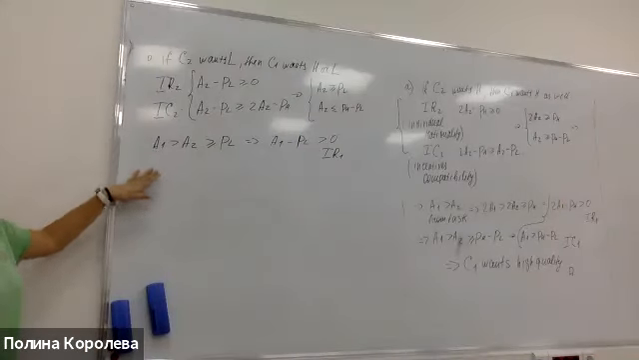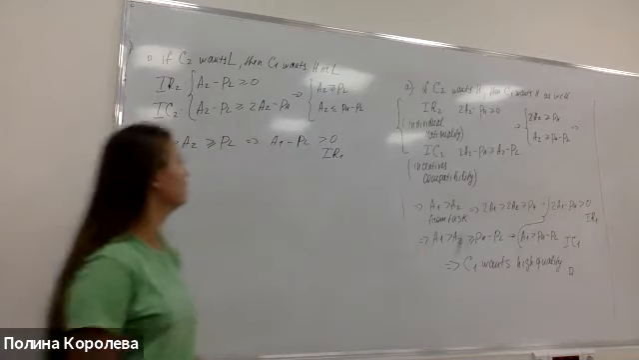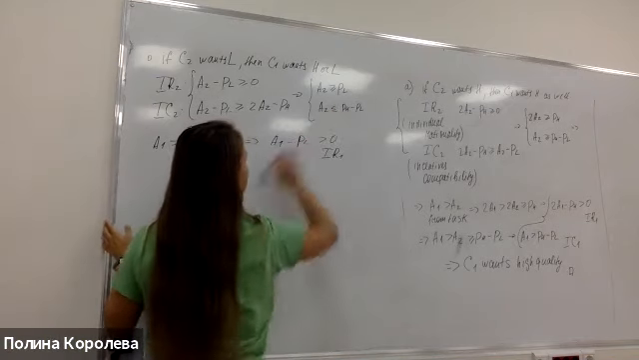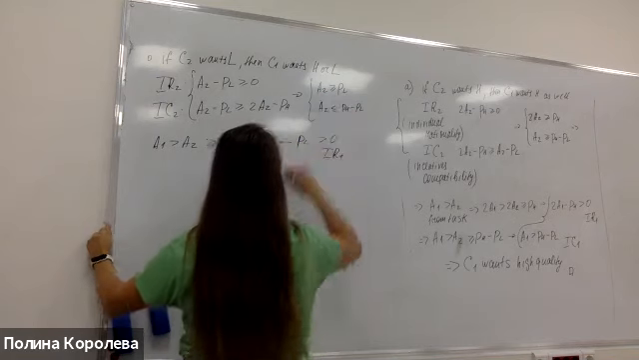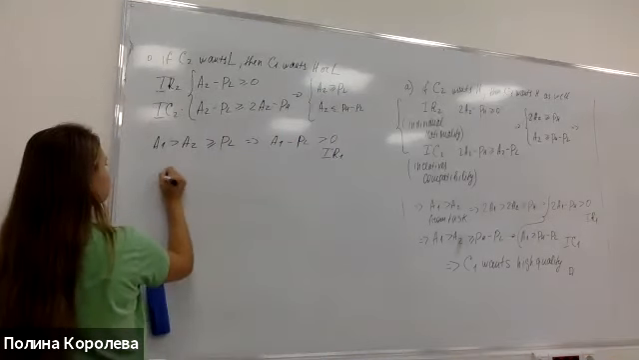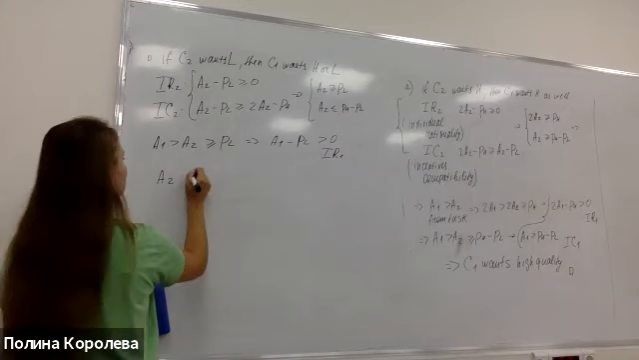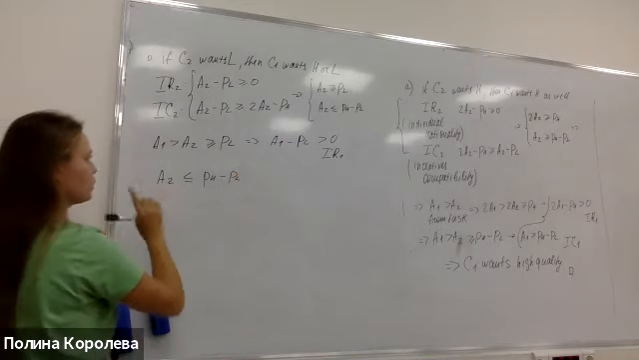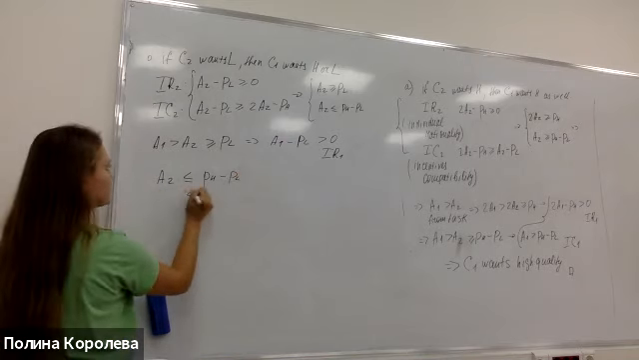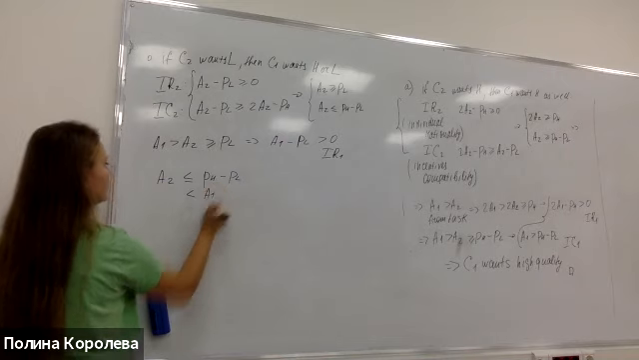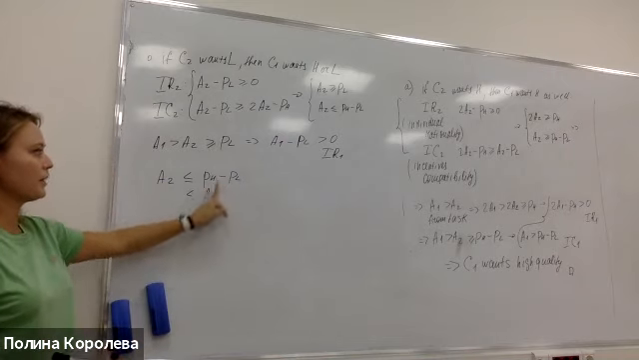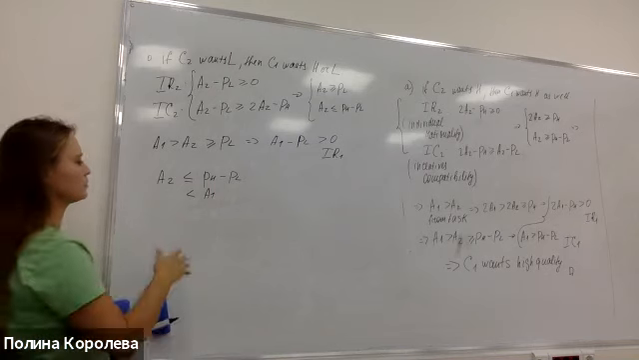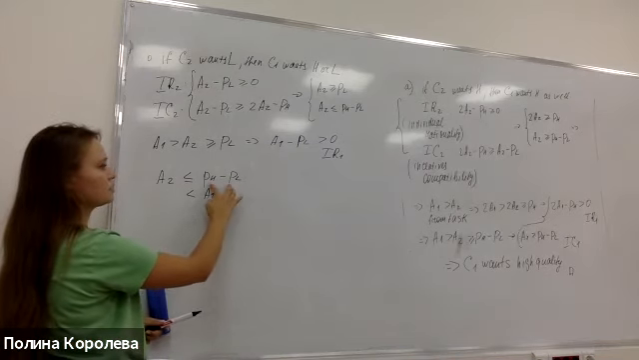But we cannot make strong conclusion about incentives compatibility. Why? Because we have opposite less or equal, not greater than or equal. So A2 less or equal than P high minus P low. And we also know that A2 is less than A1. So we don't know how to compare these two things. We don't know what is bigger, A1 or the difference between prices.